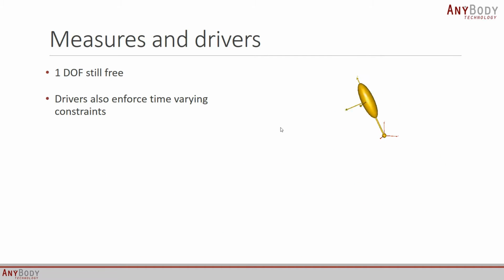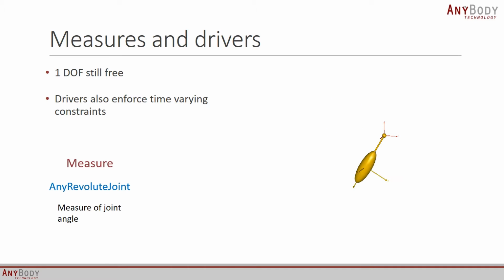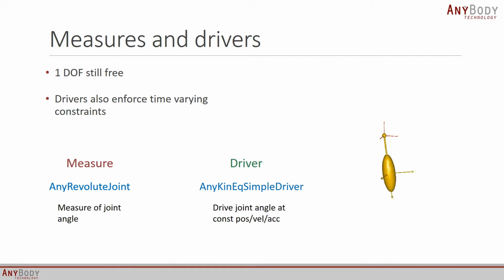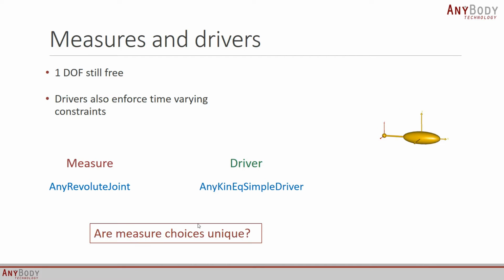So going back to the presentation, we've now discussed the fact that AnyRevoluteJoint is a surrogate for your joint angle as a measure. So you could use this as a measure and AnyKinEqSimpleDriver as a driver. In this particular video that you're seeing, I've used AnyKinEqSimpleDriver in the constant velocity mode, and that is why you saw the segment rotating at a constant angular speed.